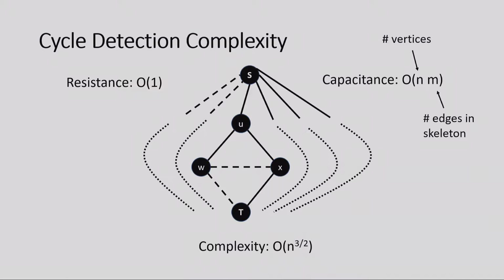There are M copies of the initial graph, where M is the number of edges, so it's very large, and you wouldn't think that we could run ST connectivity efficiently on this graph. But we actually can, and the reason for that is that the resistance is constant. The way to see this is very interesting.